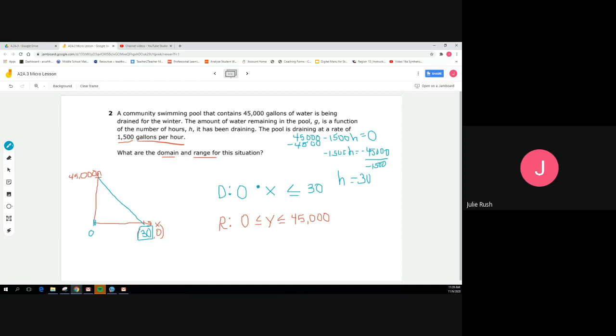And I'm going to put in my continuous inequality signs. So this is how this works. Here our range goes from 0 to 45,000, and for our domain, we go from 0 to 30. And we had to solve for just that one number. So it is important that you understand the scenario and are able to come up with the equation, because in some circumstances you're going to have to solve.